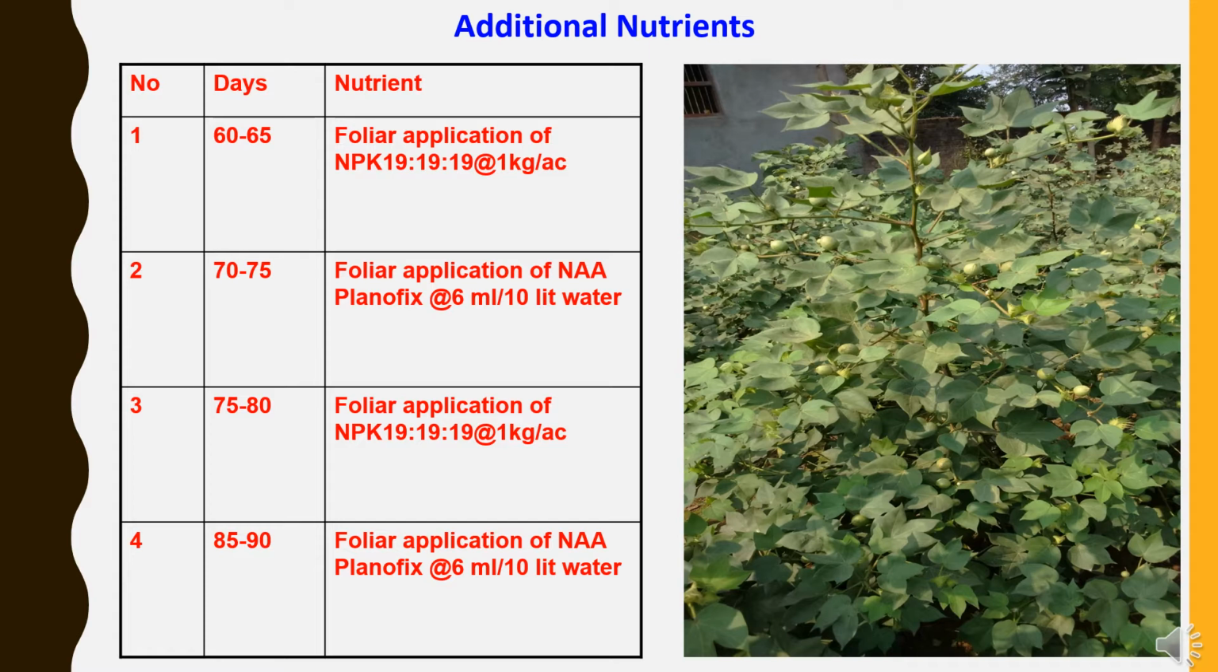After that, at 75 to 80 days, we have to go for foliar application of NPK again, which will provide the nutrient supply to the developing balls. And during the 85 to 90 days stage, again we have to go for Planofix spray at the rate of 6 ml per acre within 10 liters of water, which will again regenerate the flowering process. We can get new squares for crossing purposes. So by giving these additional nutrients, we can regenerate the growth and flowering.